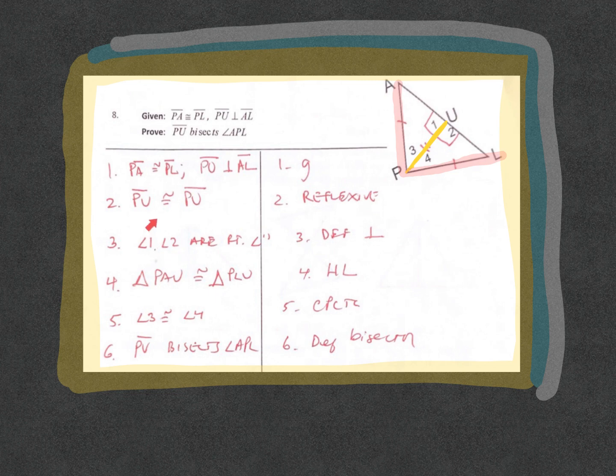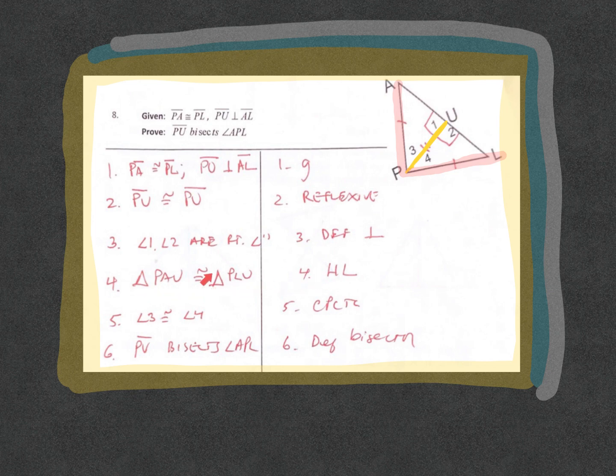So PU is congruent to PU because it's a side of the left triangle and is a side of the right one. Reflexive property. Angle 1 and angle 2 are right angles. It did say that they're perpendicular. That's the definition of perpendicular. At this stage, using the hypotenuse leg theorem, we've got two pairs of congruent sides, which are the hypotenuses, and we've got a pair of congruent legs. So in these right triangles, the triangles are congruent by the hypotenuse leg theorem.